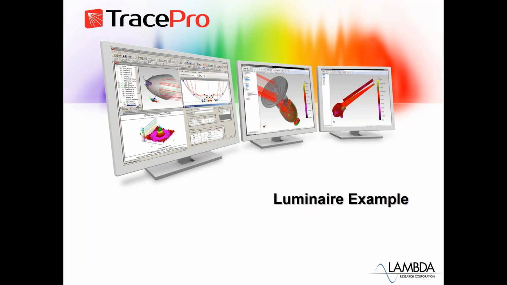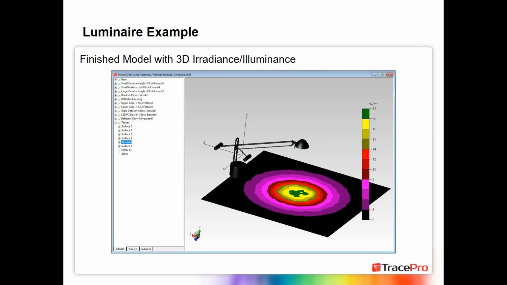So let's take a look at our first example. And I'm going to walk through some slides here, and then I'll jump over to TracePro and do a live demonstration of setting up this model and running a ray trace and getting some results. So this example we're going to look at today is a desk lamp model. In this case, the model is built in SolidWorks. And this is a finished version of the model showing the 3D irradiance illuminance map right on a surface in the TracePro model.